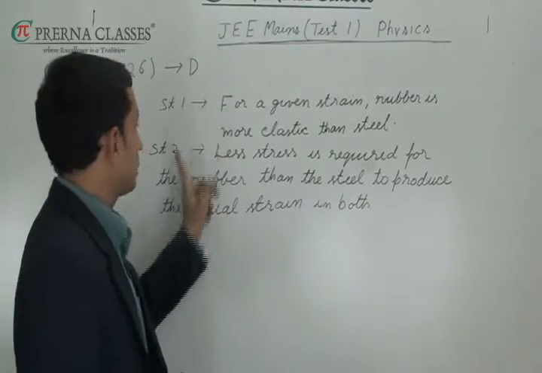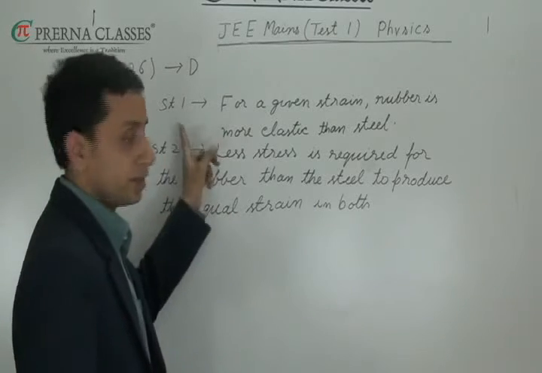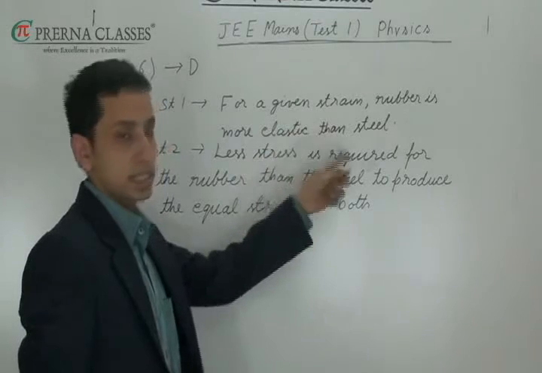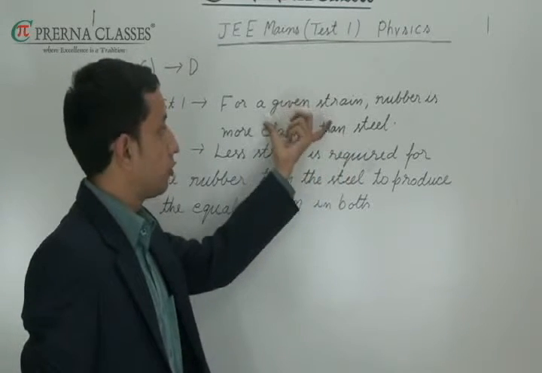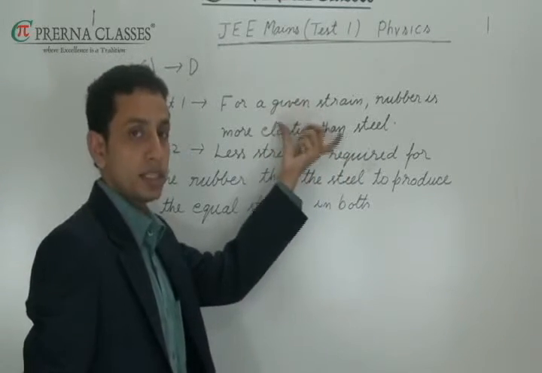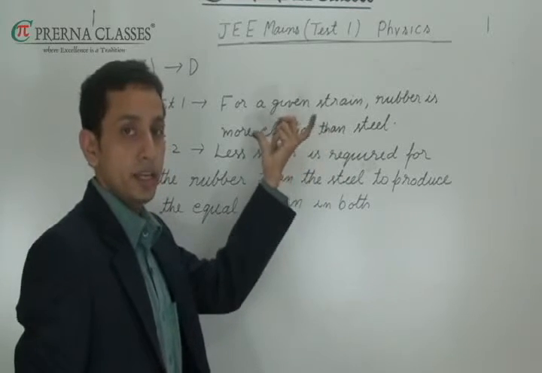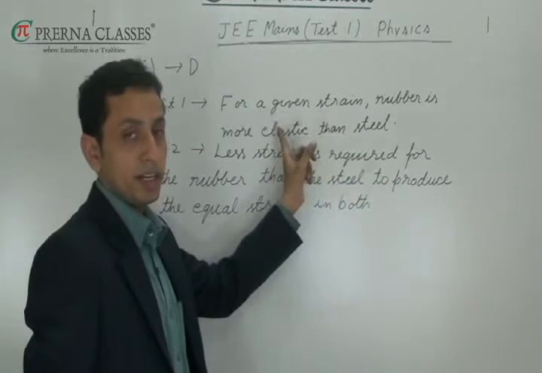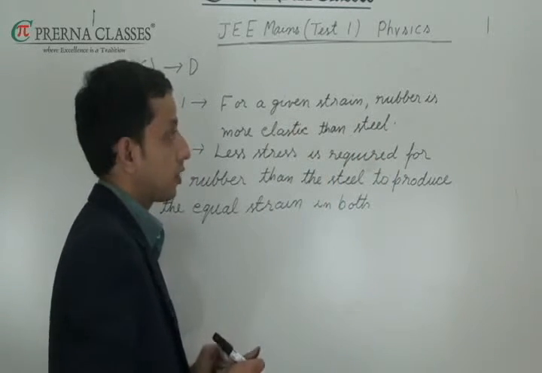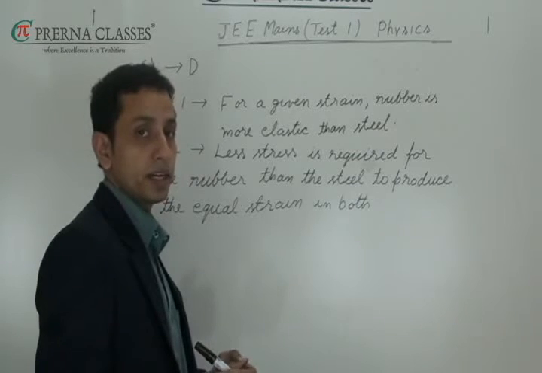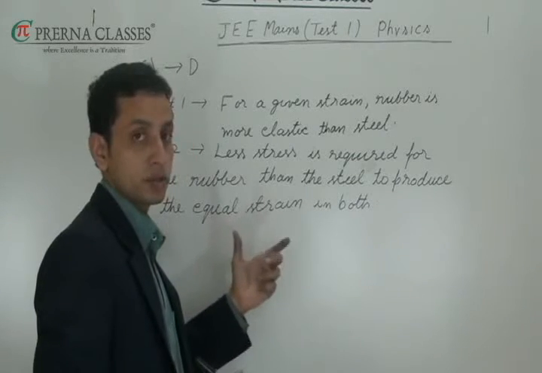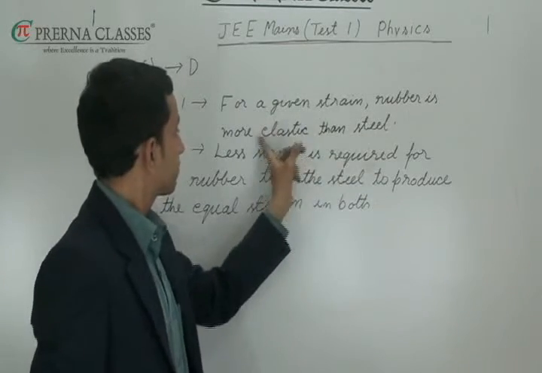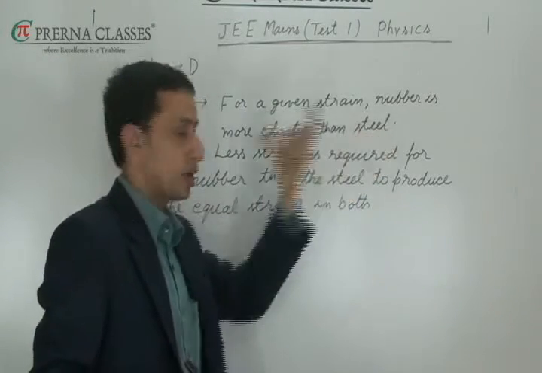Come to question number 26. In this question we have two statements. Statement 1 is, for a given strain, rubber is more elastic than steel. How to decide whether an object is more or less elastic is decided by Young's modulus. Young's modulus for steel is more, for rubber it is less, because steel is very difficult to stretch and requires a large amount of force and stress. So steel is more elastic.